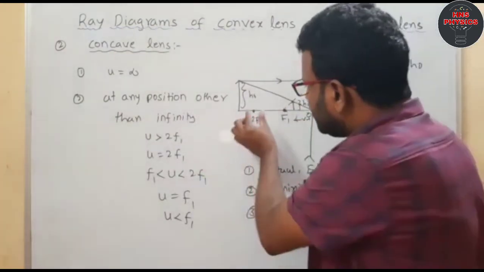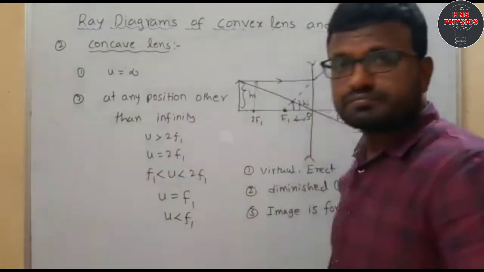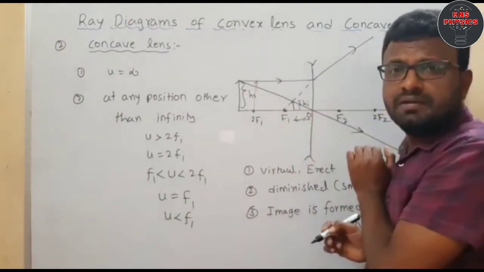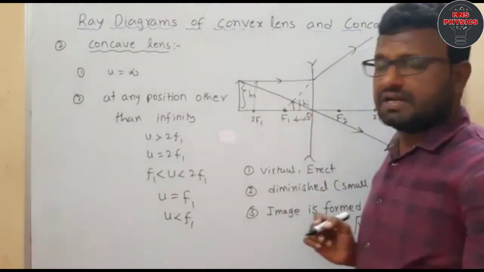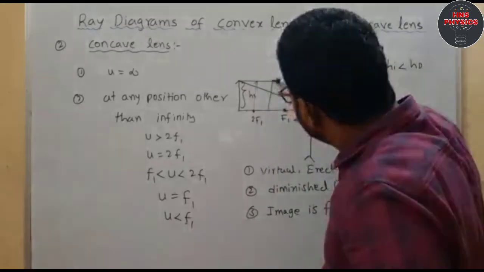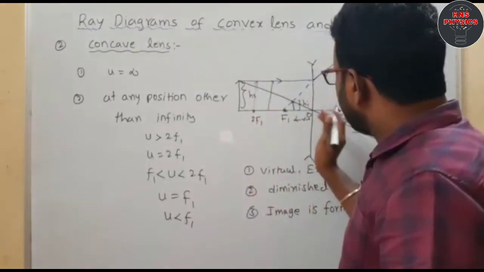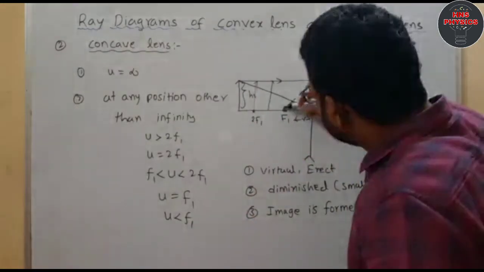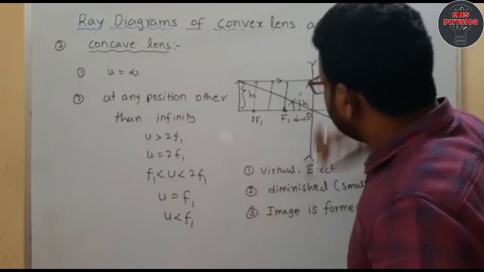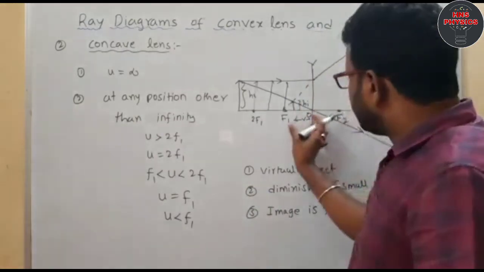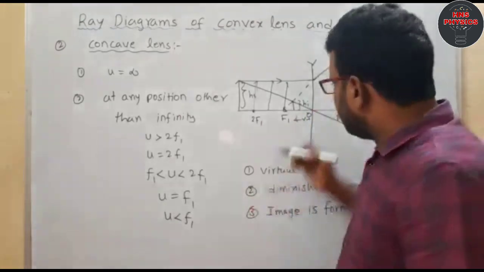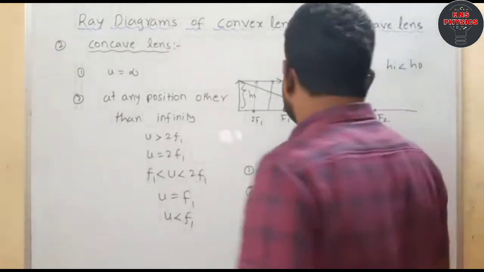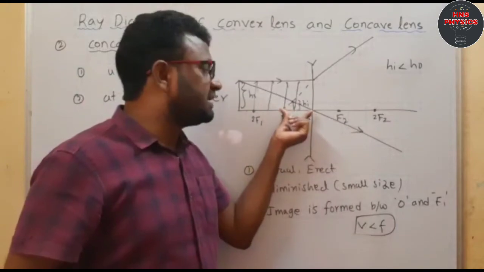In the same way, when the object is placed at 2F1, in this case also the image is formed between the optic center and F1. So the image distance is again less than the focal length. Next, when the object is placed between F1 and 2F1, in this case also the image is formed between the optic center and F1. Now come to when the object is placed at F1. In this case also the image is formed between the optic center and F1. Next, the object is placed between the optic center and F1. In this case also the image is formed between the optic center and F1.